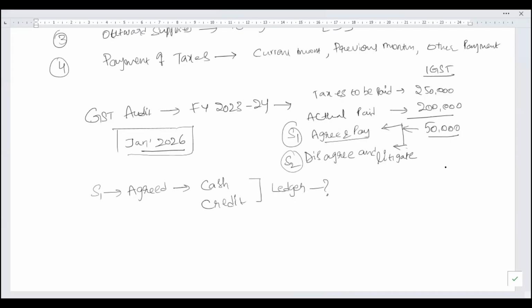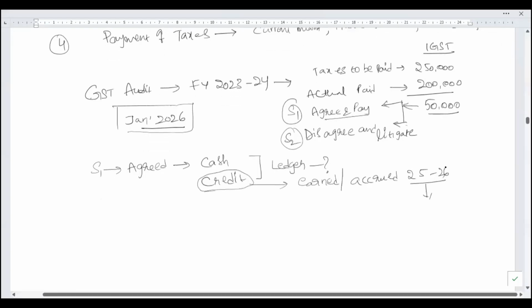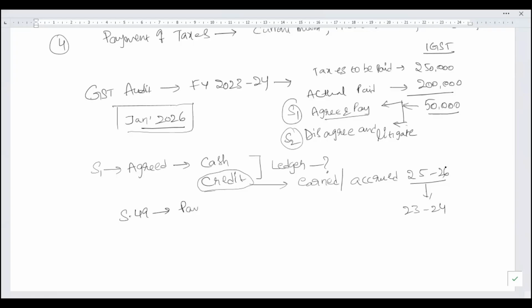I make a payment. Now, when it comes to the credit ledger, this is a credit earned or accrued to me during 25-26. Financial year 25-26, this credit got accrued to me. Now, can I use this 25-26 credit to offset a liability for financial year 23-24? This is the worry which comes into the picture. This is where there's a provision called Section 49, which talks about payment of taxes.